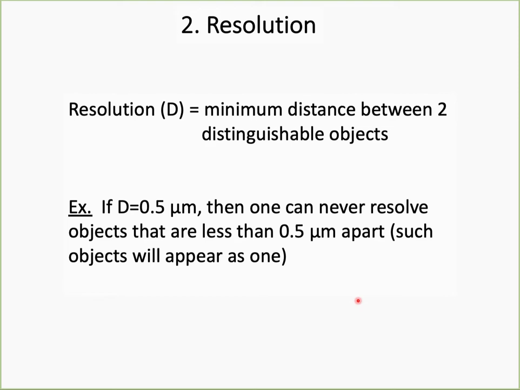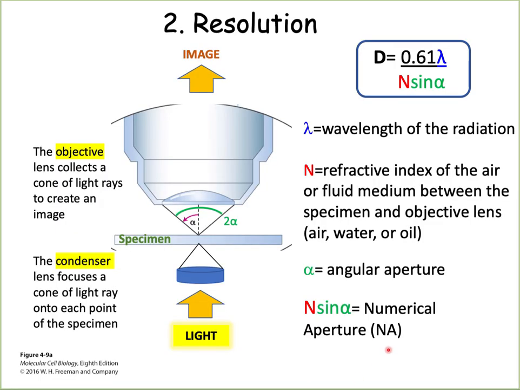So the resolution is denoted by the letter D, and here is a second definition so you can understand the concept. The resolution is the minimum distance between the two distinguishable objects. For instance, if your microscope system has a resolution of 0.5 micron, it means you can never distinguish objects less than 0.5 microns or micrometer apart. If less than, the objects will appear as just one. So how do you calculate resolution?